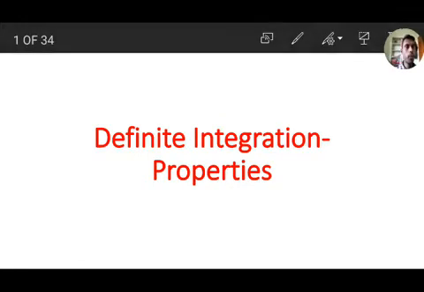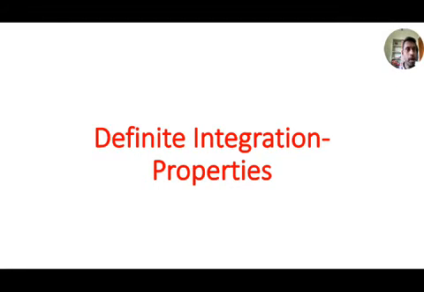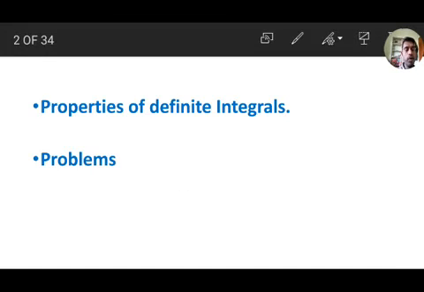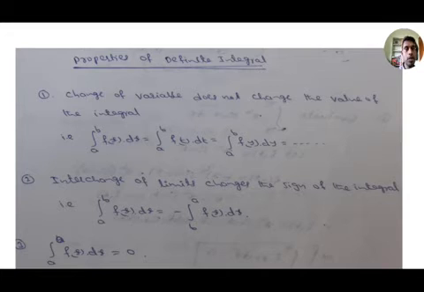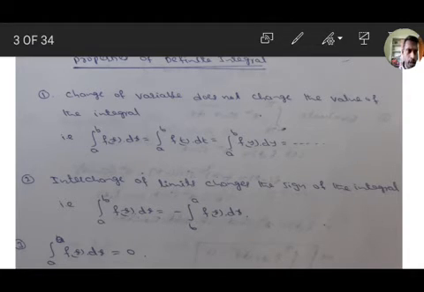Students, today we are going to learn the properties of definite integration and problems related to that. First, the properties of definite integrals. One by one we will learn them.